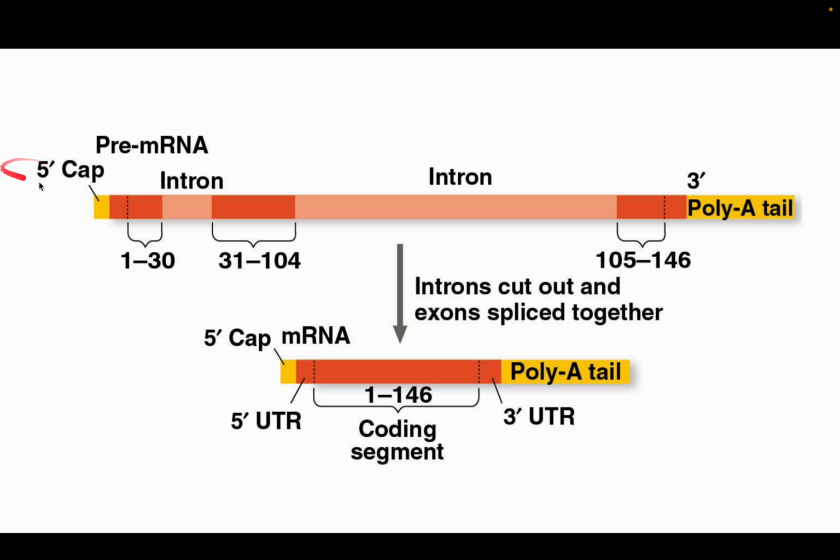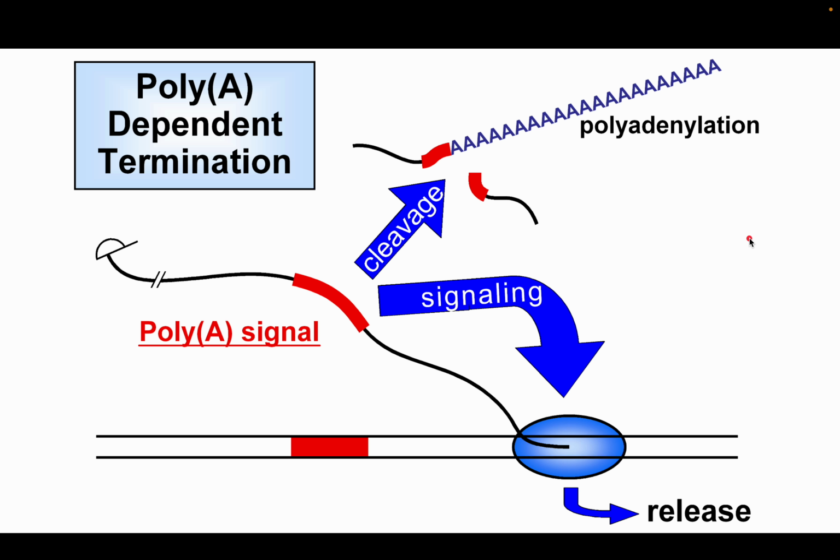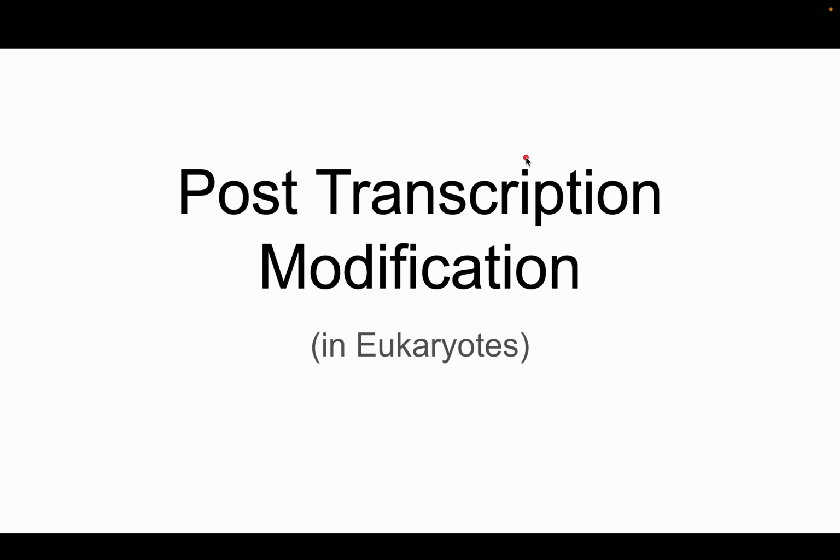This 5' cap is essentially just a modified guanine with 3 phosphates, and it prevents degradation from the 5' end. The poly-A tail looks exactly like this. It's just a bunch of A nucleotide bases bound to each other, one after the other. It's a lot of them.